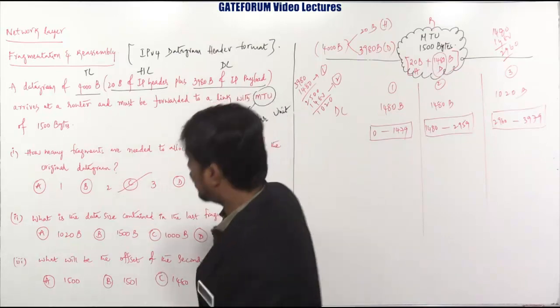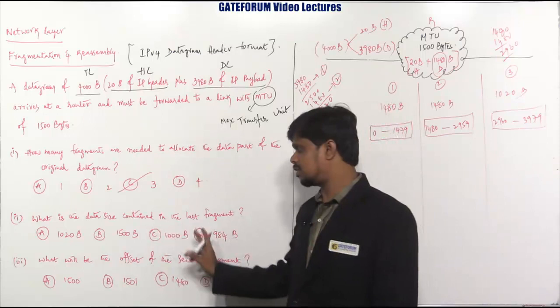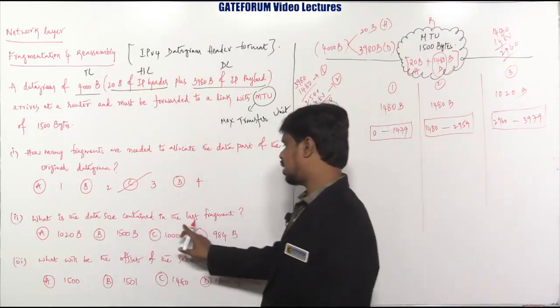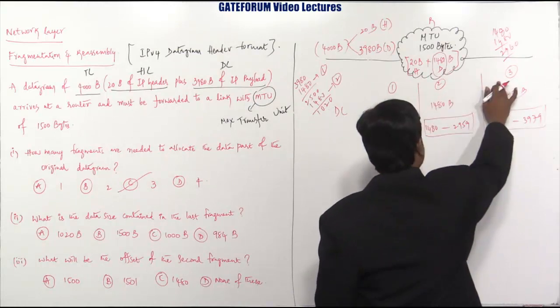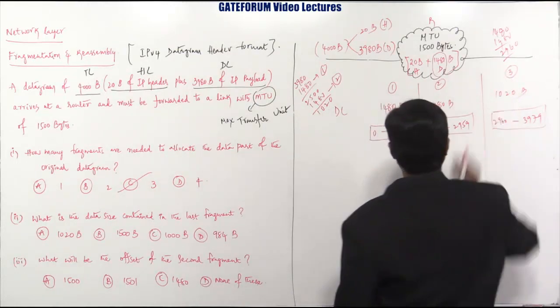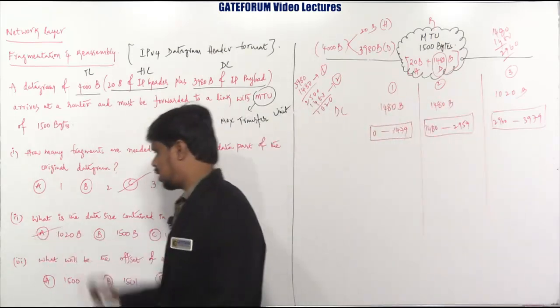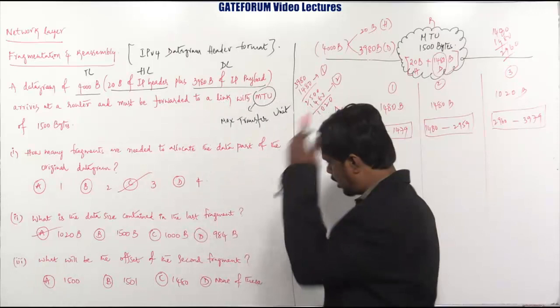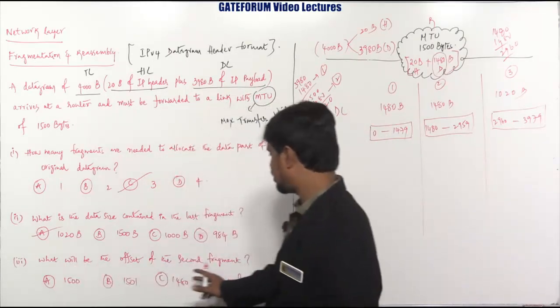Clear with me? Then coming to the second question: what is the data size contained in the last fragment? How many fragments have we made? 3 fragments. Out of the 3 fragments, this is the last fragment, in which I have 1020 bytes, which matches option A. Then the third question asks: what will be the offset of the second fragment?